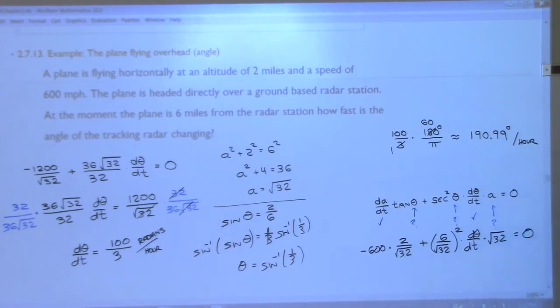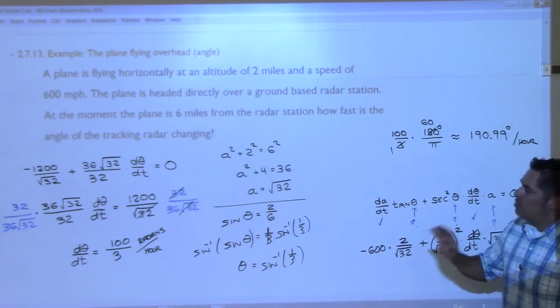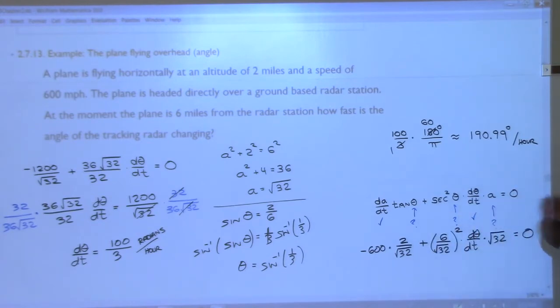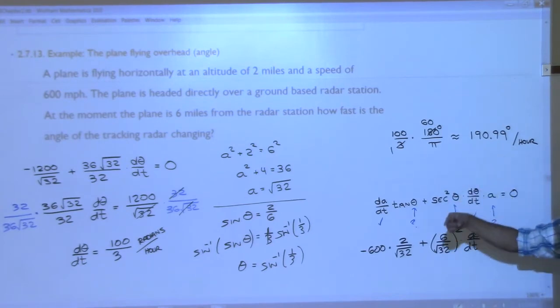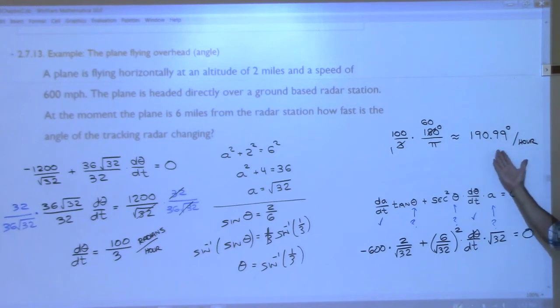Questions? Well, we're going to do more. Yes, we're doing more. What's important for you to make sure you understand is that this is the instantaneous rate of change, right? At that particular instant. Later on, at a different instant in time, it's going to be a different rate of change. This rate of change is only valid for that instant.